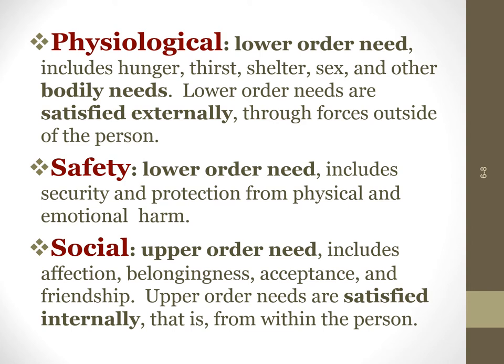Starting with physiological needs, it is a lower-order need. It includes hunger, sex, and other body needs. Lower-order needs are satisfied externally. Safety is also a lower-order need, and includes security and protection from physical and emotional harm. Social is a higher-order need and includes affection, belonging, and love. Higher-order needs are satisfied internally.